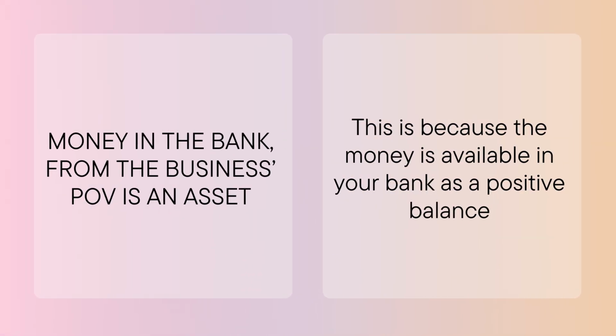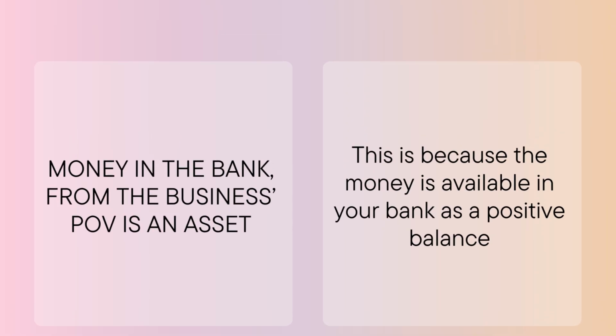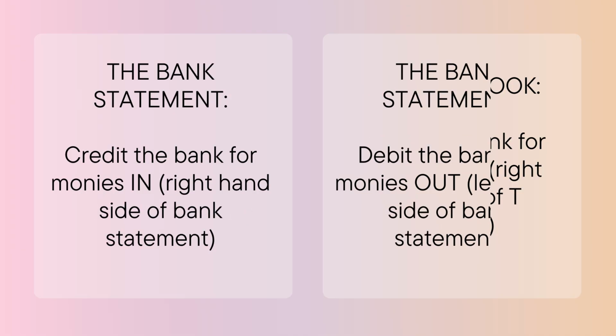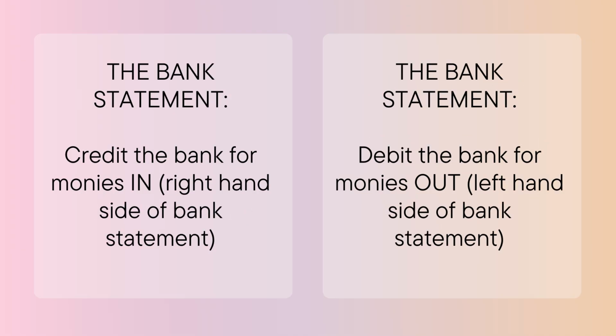So if I was to look at this from the business's point of view or the sole trader's point of view, and I'm looking at the Cashbook, money in the bank for me is an asset. So when we receive money, we're going to debit the bank account in the ledger. So aka it's going to go on the left. And when we make a payment, we're going to credit the bank account, so it's going to go on the right. So that's why, again, when we're looking at a debit versus credit perspective on the bank statement versus Cashbook, it can get a little bit complicated. So again, we're going to summarize that.